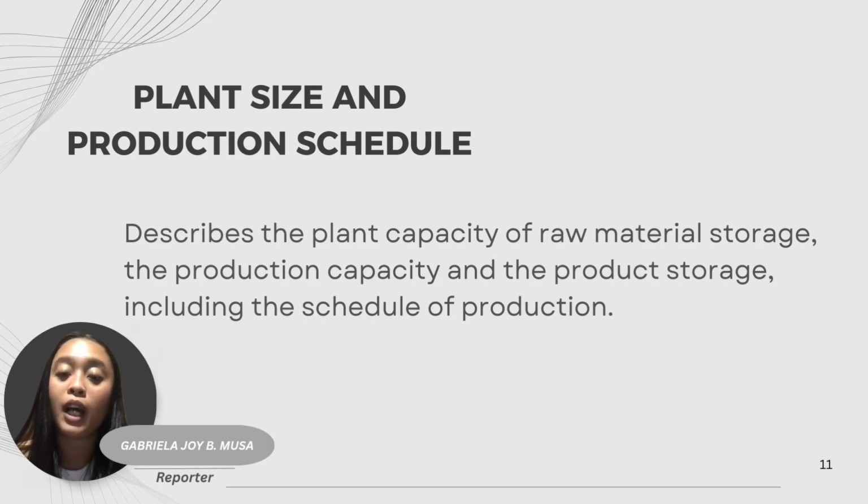So, plant size and production schedule. When we say plant size and production schedules, it refers to the overall capacity of a manufacturing facility to store raw materials, produce goods, and store finished products. It also includes the planning or timetable for when and how much to produce to ensure smooth operations. This concept helps organize resources, manage inventory, and coordinate production activities efficiently to meet demand on time.